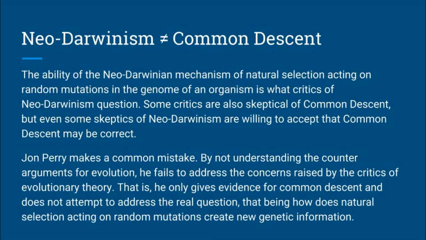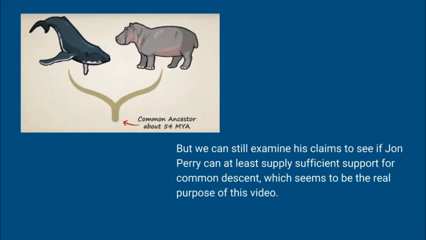By not understanding the counter-arguments for evolution, he fails to address the concerns raised by the critics of evolutionary theory. That is, he only gives evidence for common descent and does not attempt to address the real question, that being, how does natural selection acting on random mutations create new genetic information? But we can still examine his claims to see if Jon Perry can at least supply sufficient support for common descent, which seems to be the real purpose of this video.